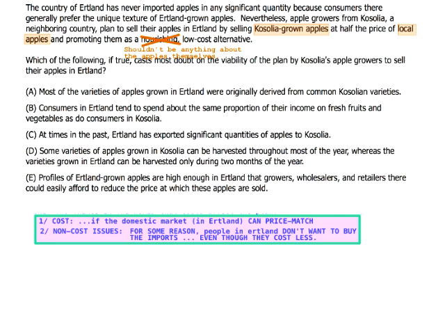Okay, so you guys pretty much have things. So yeah, I mean, if the domestic market can price match, that's choice E. They can do it. They can price match. They could easily afford to reduce the price.